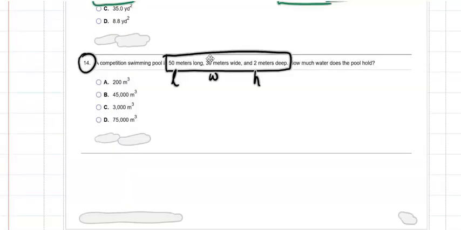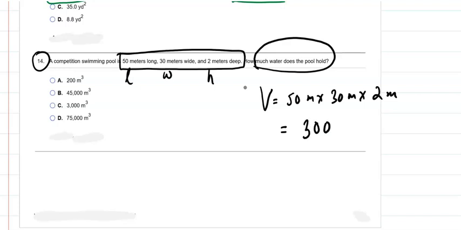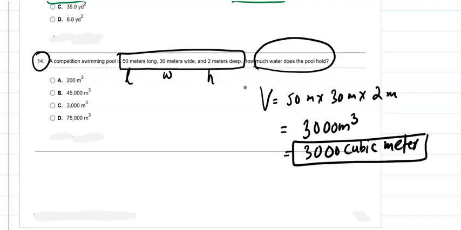And how much water does the pool hold? Basically, that means we're looking for the volume of water that the pool can hold with this dimension. So volume is going to be 50 meters multiplied by 30 meters multiplied by 2 meters. If you multiply all these three numbers, you get 3000 meters to the power cube, so we can call it 3000 cubic meters. That much water is held by this swimming pool. The answer is C.